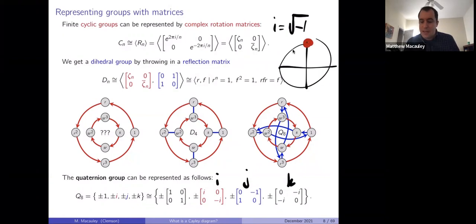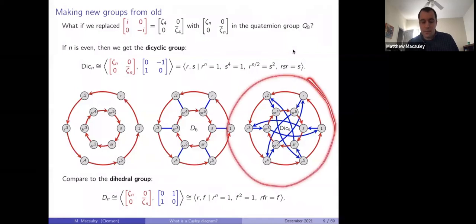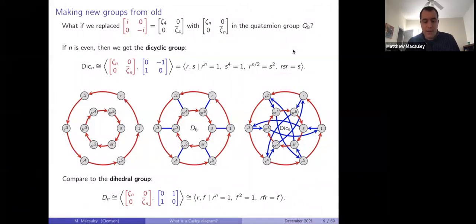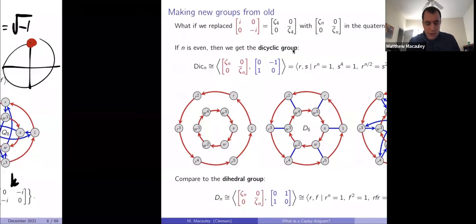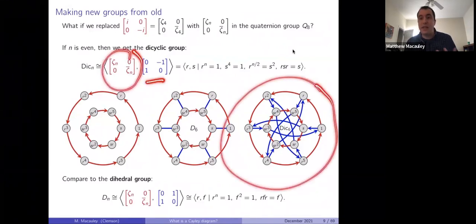So what if you replace i in here with a different root of unity, like a 6th root of unity instead of a 4th root of unity? What would happen? If you do that, you get a dicyclic group. And that's generated by this matrix, so this is the generalization of i to an nth root of unity, and this is the matrix j. So this is a whole family of groups that I think has a lot of really neat properties that really gets swept under the rug.